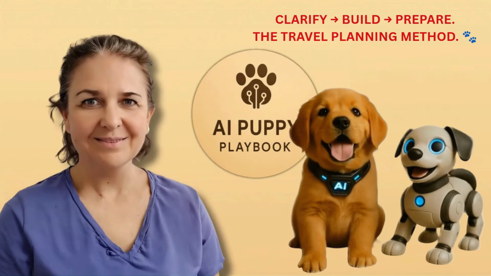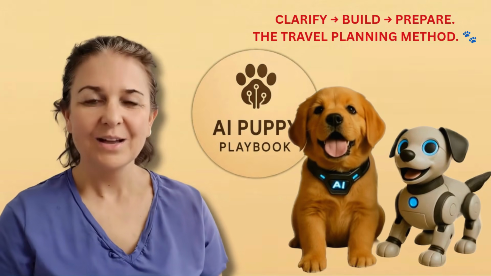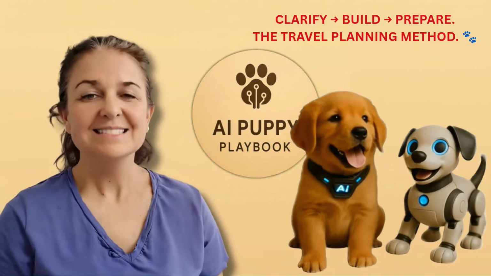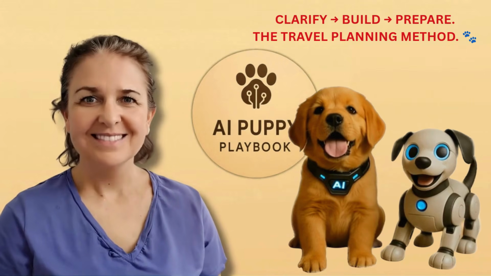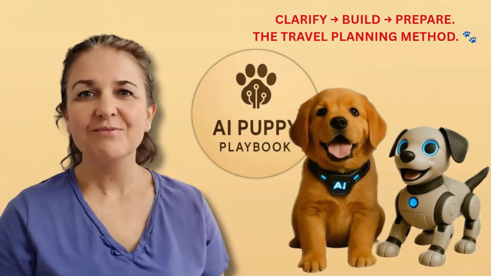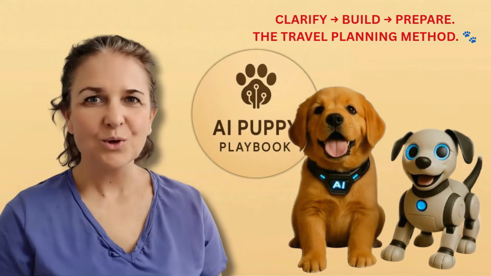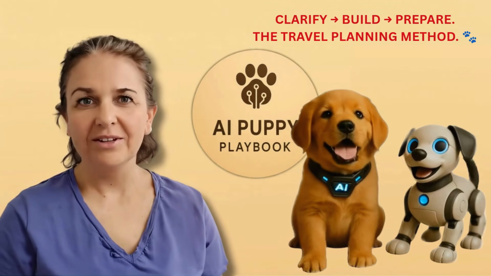Here's the travel planning method. Step 1. Clarify. What kind of trip do you actually want? Step 2. Build an itinerary around how you actually travel. Step 3. Prepare. Arrive ready, not hoping. 3 steps. Works for any destination, any traveler, any budget.